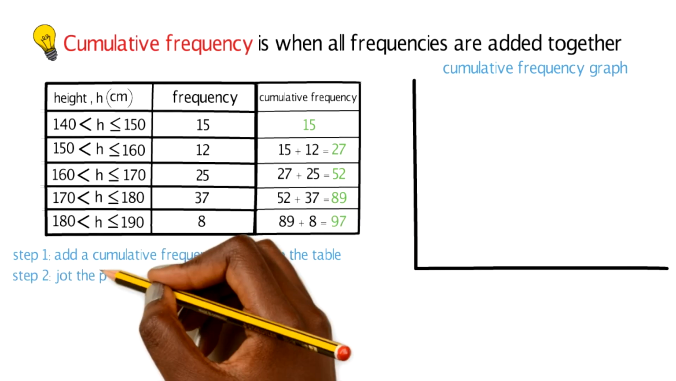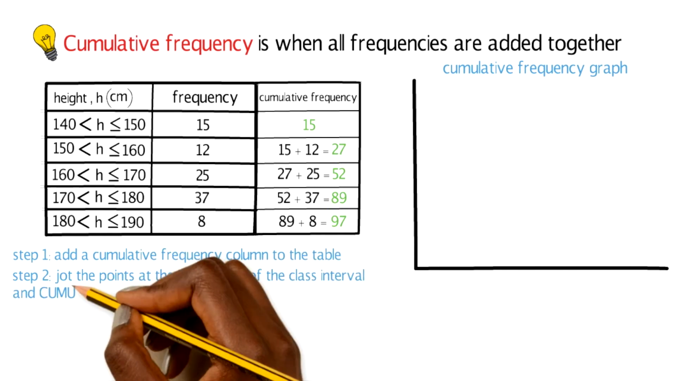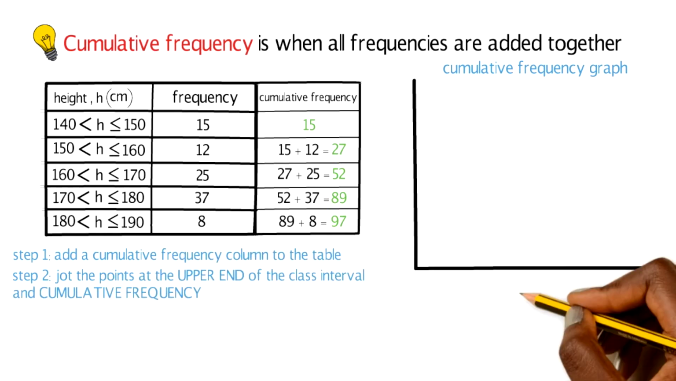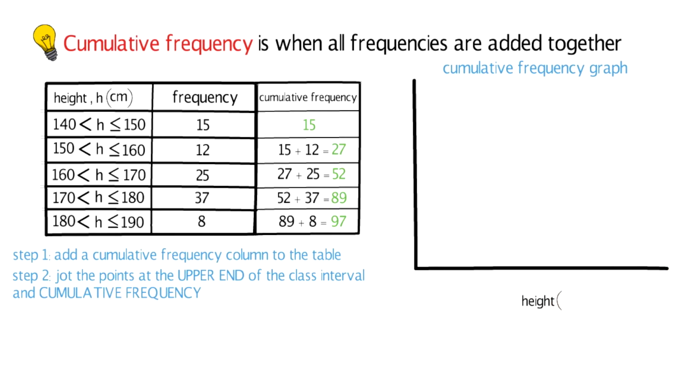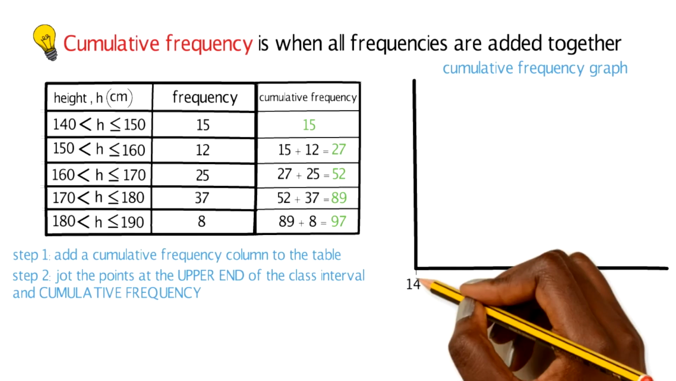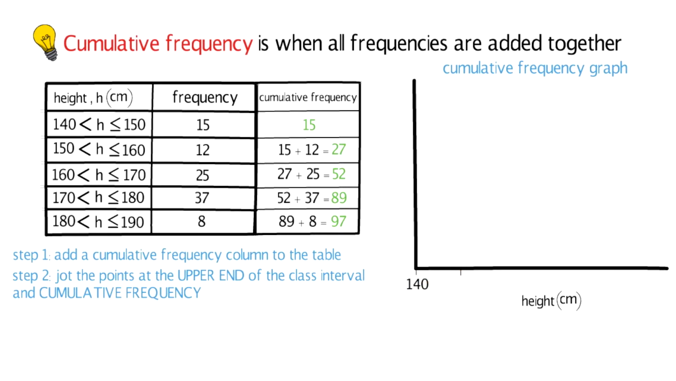Then the next step is that you're going to plot the points onto the graph. One thing I want you to know is that the x value for each point, your height, is not going to be the midpoint. With frequency polygons, you plot at the midpoint, but with cumulative frequencies, you're plotting at the higher end, the upper end of the class interval. For instance, for the first class interval, 140 to 150, you would be plotting at 150. For the next one, at 160, and so on.